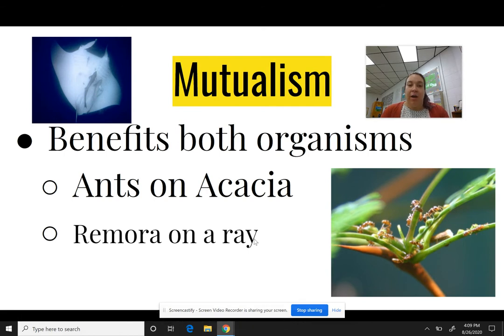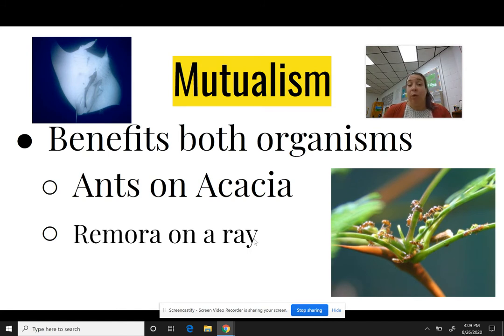So we're going to talk about mutualism. And mutualism just is one of the symbiotic relationships we are going to talk about. And it actually benefits both organisms to be a part of it. So I give you a couple examples down here.